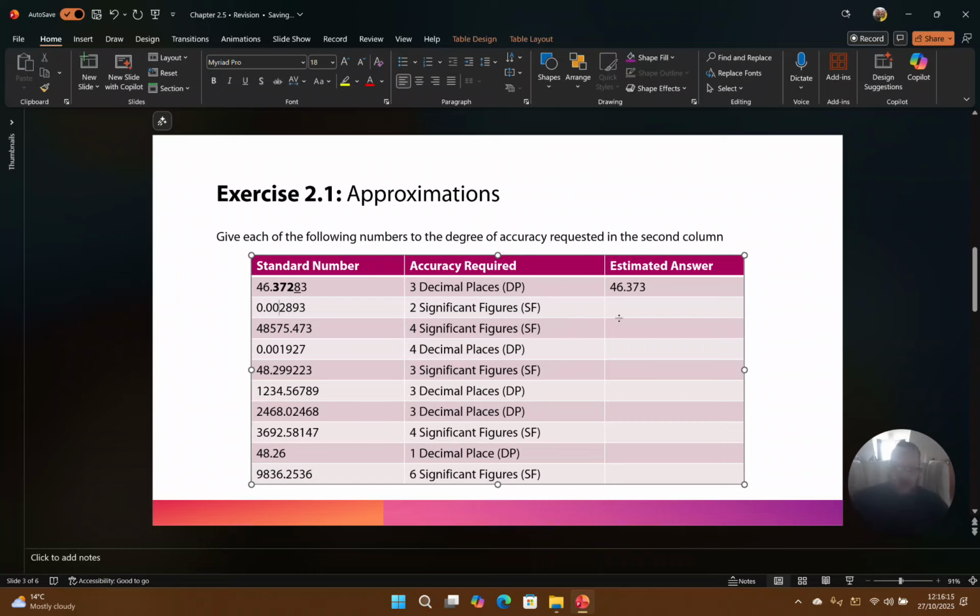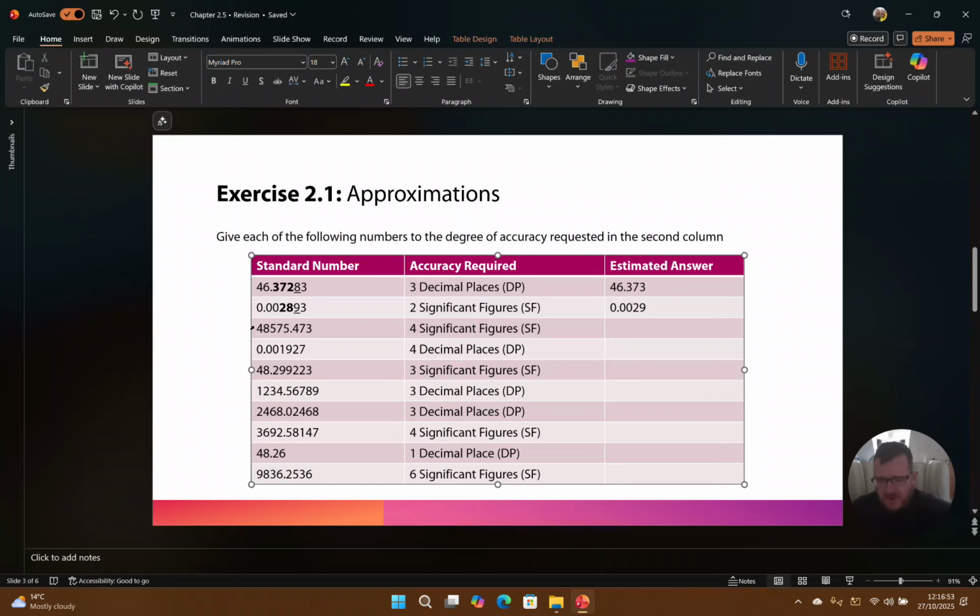2 significant figures for this number. Let me put in the numbers, because these are not significant figures, the zeros. So those are the 2 that we need to look at. And we have a 9, which then becomes the following. So we round the 8 up.